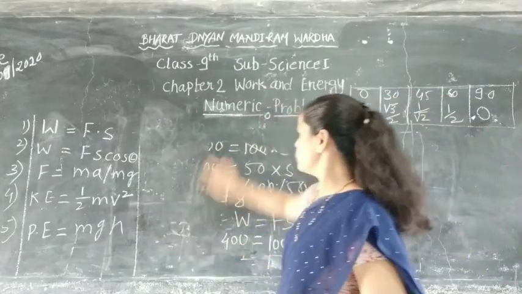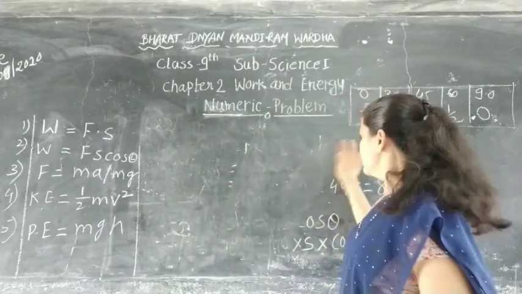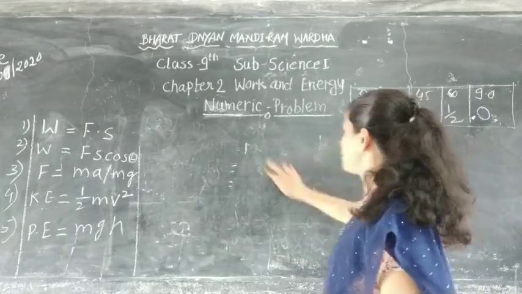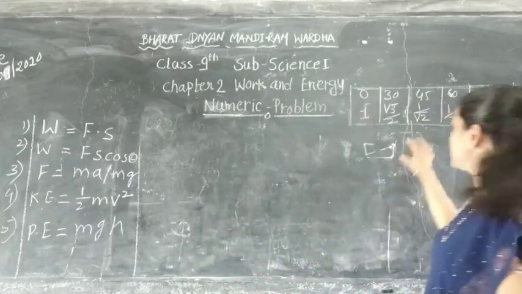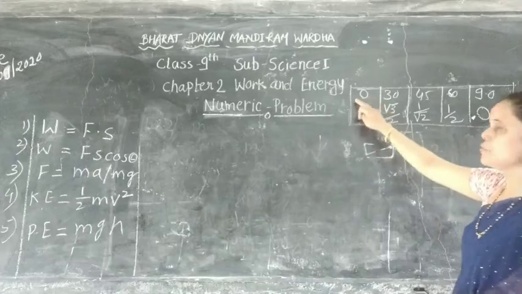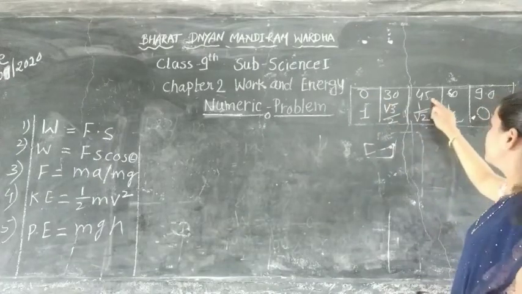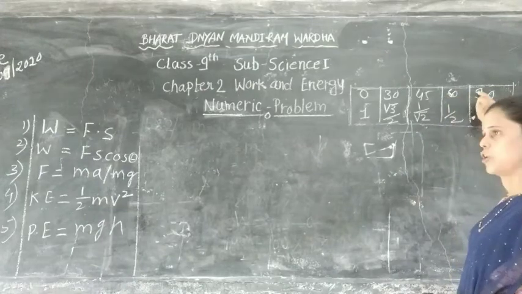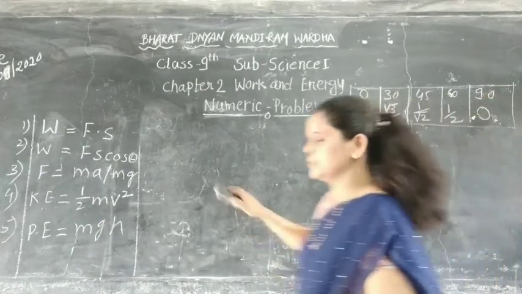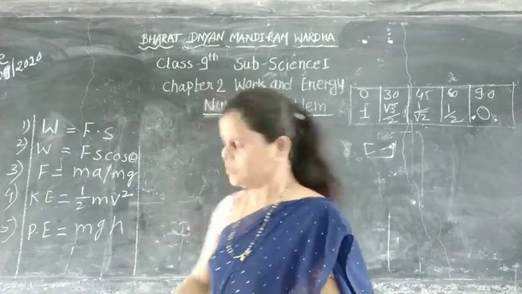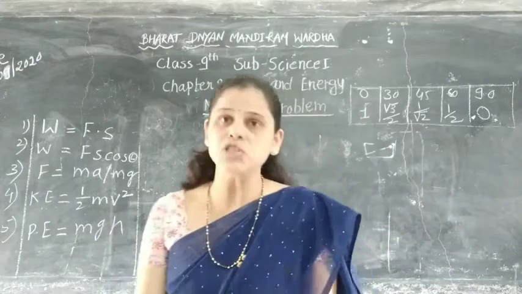Solve all the formula and numeric questions in your notebook and learn this table: the value of cos 0, cos 30, cos 45, cos 60, and cos 90. The next question is the example from page number 23.